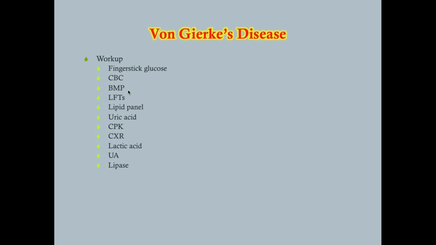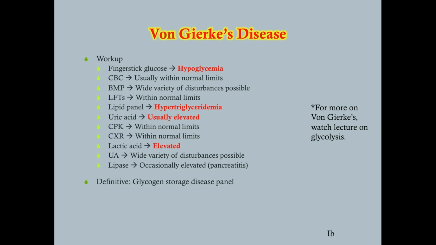So a CBC and BMP, just basic labs. Liver function test because of the hepatomegaly. Lipid panel, you may or may not include that. Uric acid, especially if there's joint pain or if you suspect lactic acidosis, because that might give you an idea of the cause. CPK, chest x-ray, lactic acid, urinalysis, lipase. Like I said, you may or may not do all of these, but this is a good workup if you suspect a glycogen storage disease.